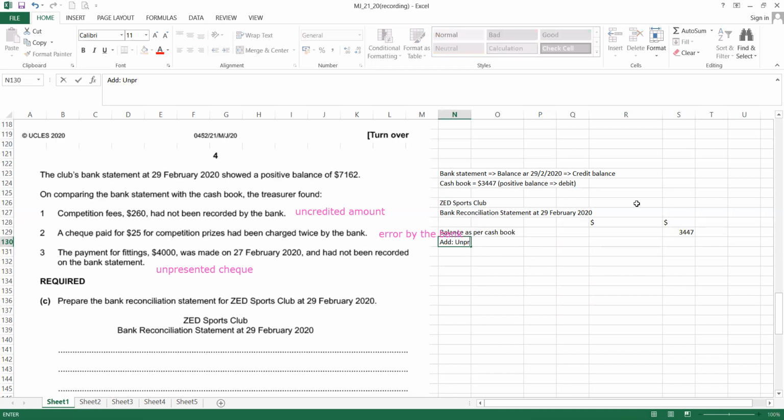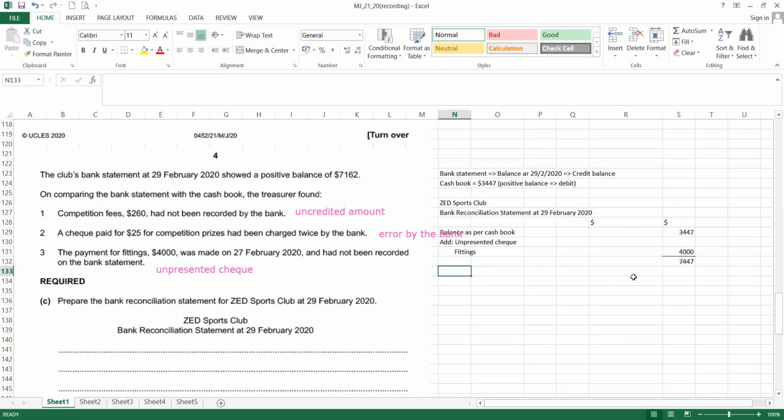Add unpresented check. So in here, this is an unpresented check. What is the item? Write down what the item was meant for. Payment for fitting, so you can put fitting. Just put some description to show it. Because this is only one amount, we put in 4,000 in the second column. If you have two amounts, then you show the subtotal in here and the detail in here.